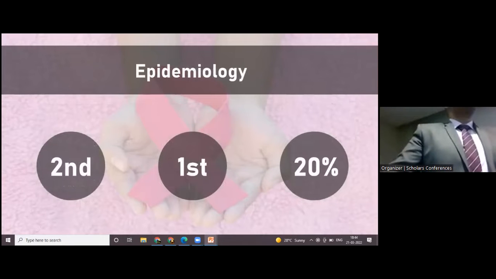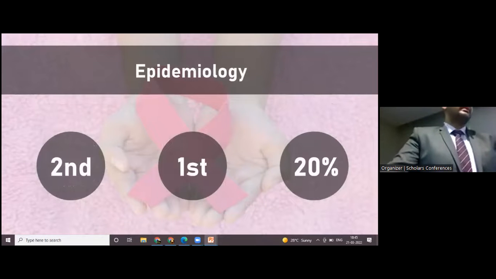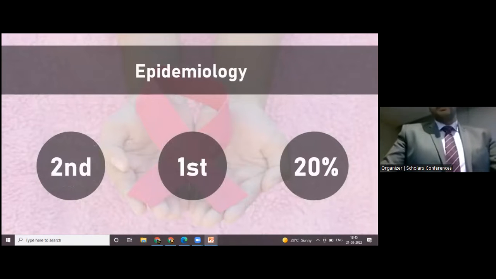Cancer is the second most common cause of death worldwide, and breast cancer especially is the most common cancer overall. 20% of breast cancers overexpress human epidermal growth factor 2, HER2 receptor. This type of breast cancer usually has poor prognosis.